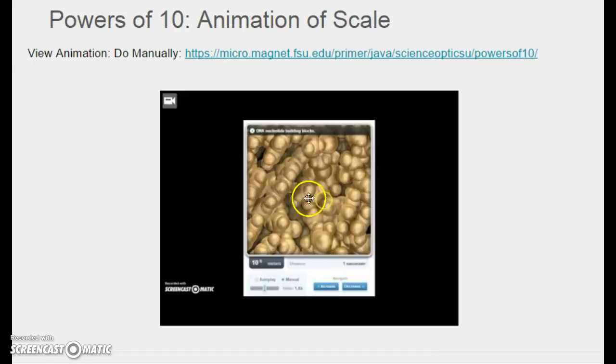So if you have a chance, be sure to watch this video here. The video here is on powers of 10. I kind of talk you through it, and we watched it in class. Make sure you get a chance to take a look at what big and what really small actually are.